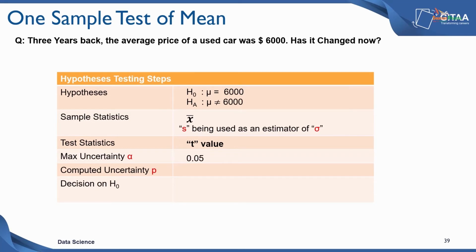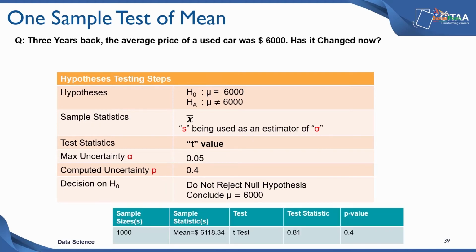So when we actually use the program and arrive at the computed uncertainty, it turns out that the computed uncertainty is 0.4, which is much higher than the maximum uncertainty. So the consequence of that is that we will not reject the null hypothesis. If the computed uncertainty had turned out to be lower than the maximum uncertainty, we would have rejected the null hypothesis. But since that is not the case, we are not rejecting the null hypothesis, and by doing this test we are concluding that the average price is really no different from 6,000.